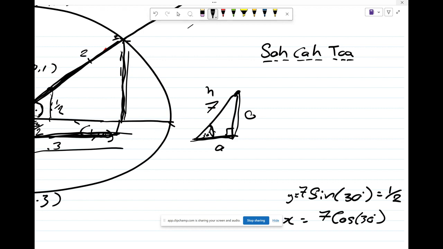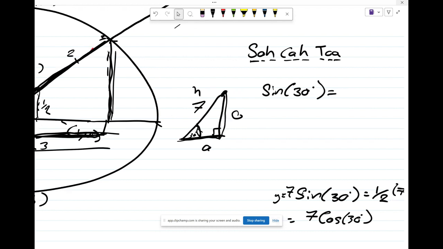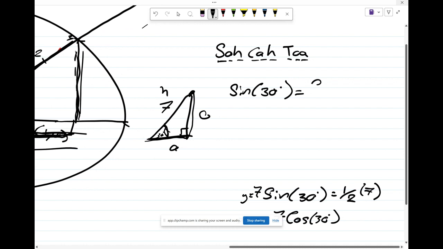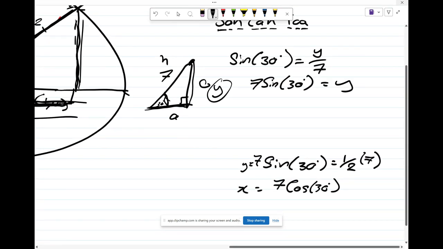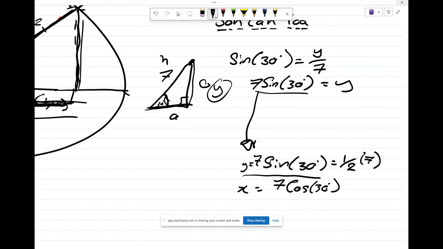And we knew that if we're doing the sine of our angle, 30 degrees, that's going to be equal to opposite over hypotenuse. And we said that was y. And if we want to find y, our opposite's going to be y, and our hypotenuse is going to be 7. And if we want to find y, we just have to multiply across by the hypotenuse, or 7, equals y. And that's exactly what we have down here. y is equal to 7 sine 30 degrees.